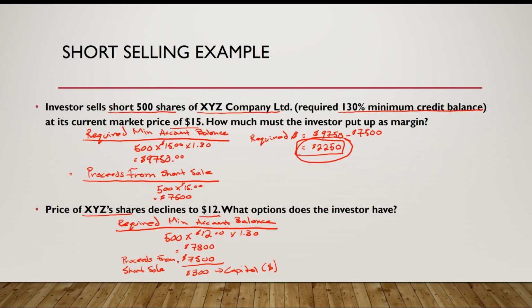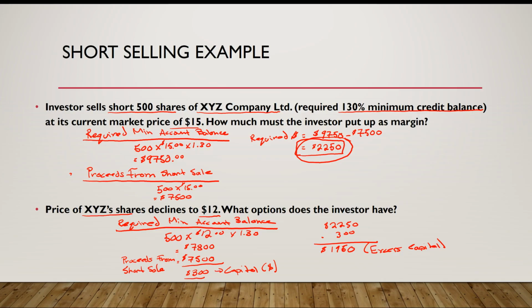So here, if I've already put in $2,250 and now all of a sudden I only need $300 in, I can take off this $300 here. This is going to give me an excess, right? So this is excess capital that I have in my margin account. What can I do with this excess capital? I can do a lot of things with it.